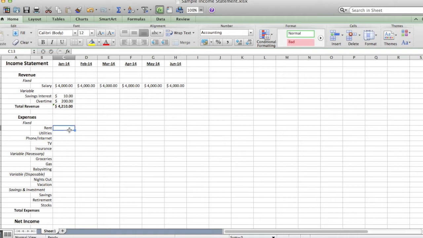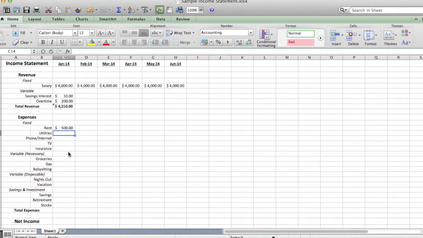Down here we have expenses, and as you can see, we've broken down expenses into 4 categories. The first are the fixed expenses. Just like fixed revenue, a fixed expense is one that over the course of a year will stay the same. You will generally pay the same amount of rent every month if you have a lease agreement or if you have a mortgage. So let's go ahead and just, random number, put in $500 for rent.